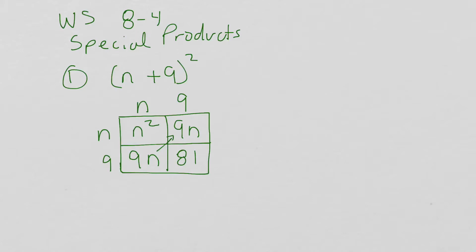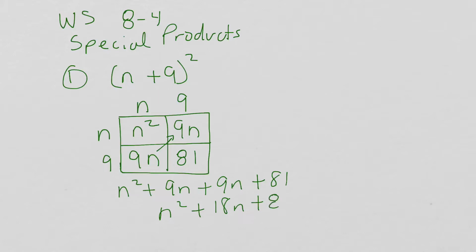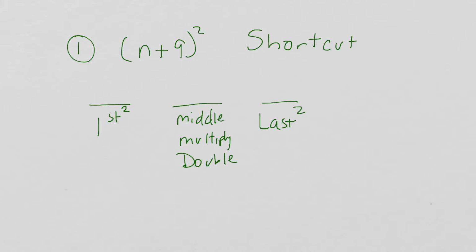Draw our arrows connecting our like terms. N squared plus 9n plus 9n plus 81. N squared plus 18n plus 81 would be our product. Now we're going to do the shortcut.